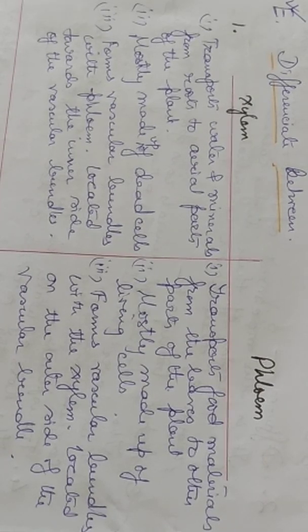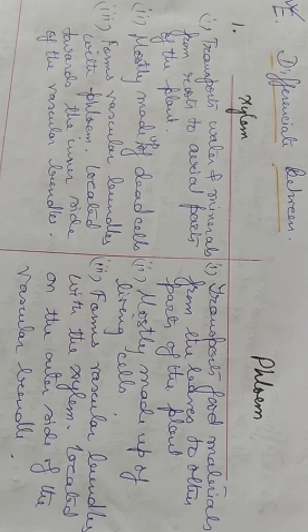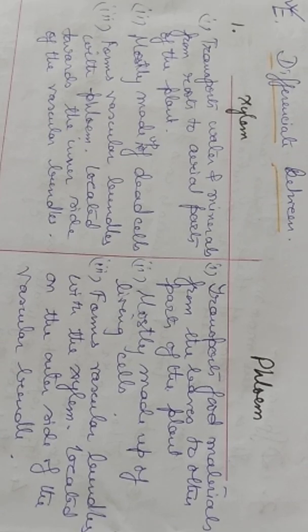First, xylem transports water and minerals from the roots to the aerial parts of the plant, and phloem transports food materials from the leaves to the other parts of the plant. Xylem is mostly made up of dead cells, whereas phloem is mostly made up of living cells. Then xylem forms vascular bundles with phloem. Xylem is located towards the inner side of the vascular bundle, and phloem is located on the outer side of the vascular bundle.